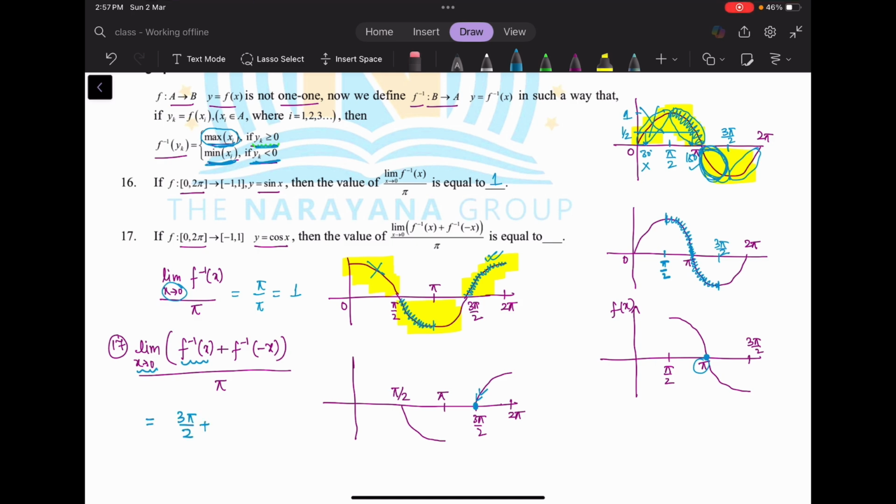In the second one, it is minus x, so we should approach 0 from the negative side. So from the negative side I can approach from here, which is π/2. So (3π/2 + π/2) divided by π becomes 2π divided by π, which is 2. So 2 is the answer for the second one.